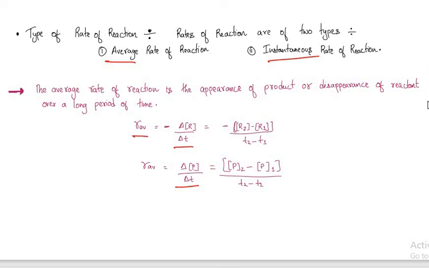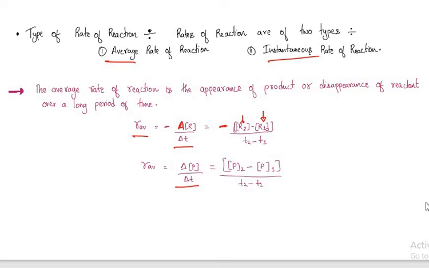So it is minus delta [R] by delta T, as we studied earlier, and delta [P] by delta T. Delta R, as we all know, is final minus initial, and at time T2 the concentration of reactant is low, while at time T1 it is high, as we discussed in the graph. So this value will come negative, and after multiplying by this negative sign, it will become positive. So rate can never be negative.